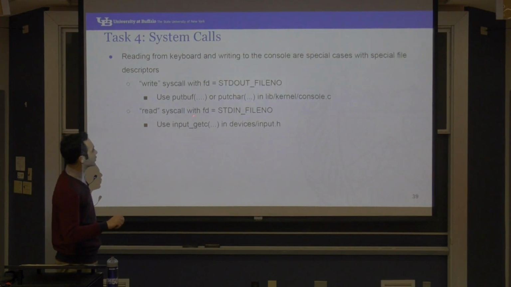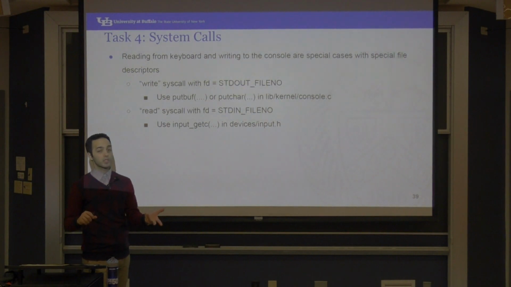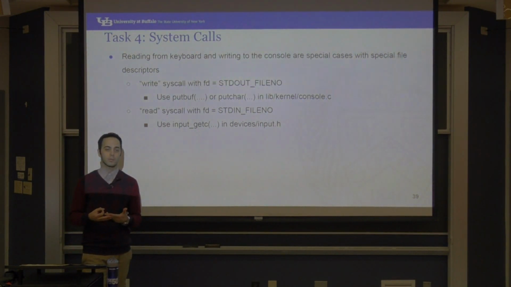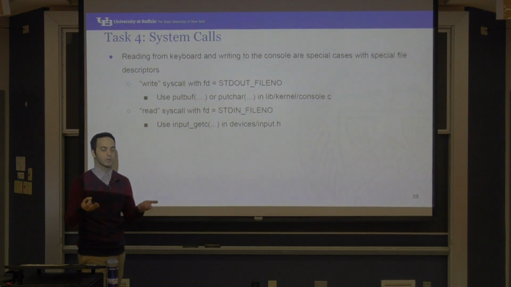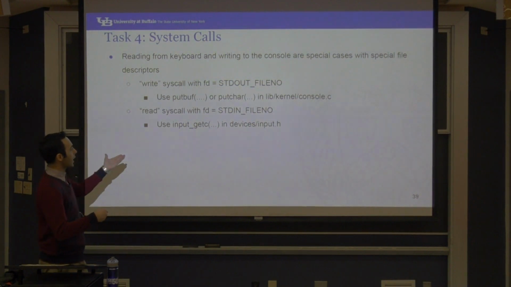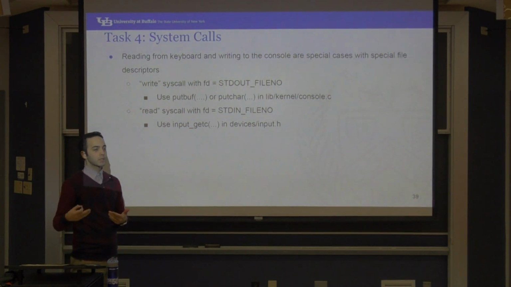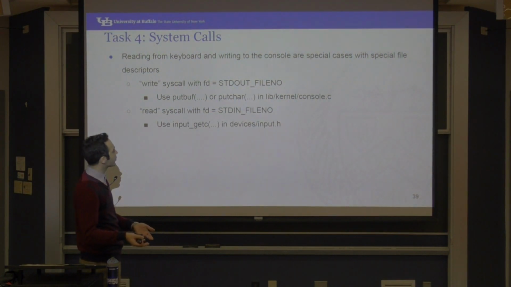Or if they want to again read from a file, and then they say read from file number 0, then the operating system doesn't need to check any file or access to make sure that this file is known. They want to read from the console. So the operating system instead can actually use input get C to get characters from the keyboard, and then fill that buffer for the user program.